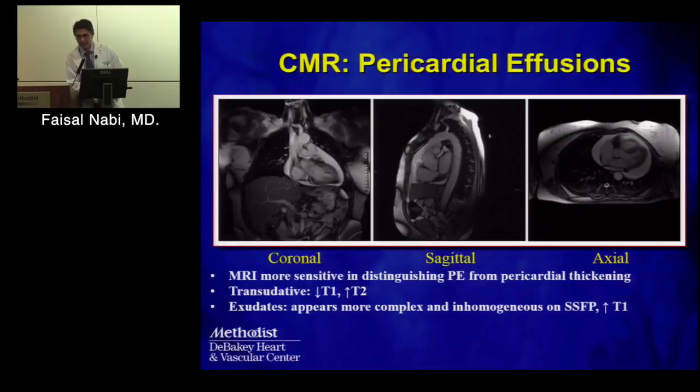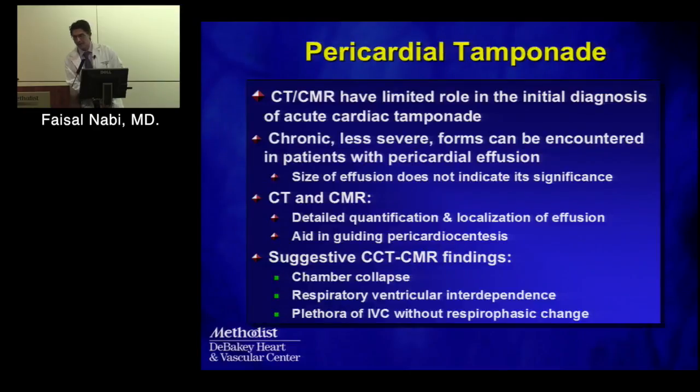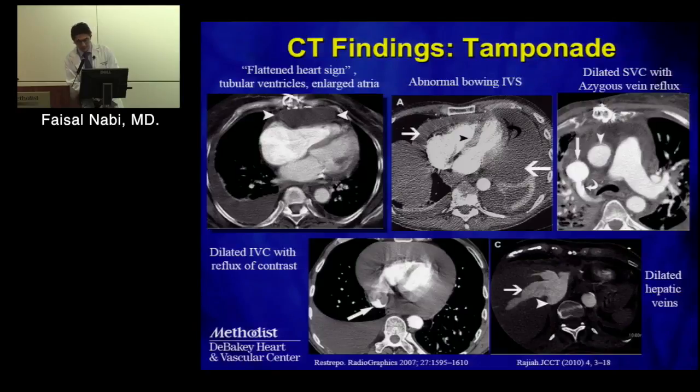Transudates generally tend to have a low T1 and a high T2 signal, whereas with exudates, the more protein they have, their T1 signal gets brighter. In general, I don't recommend CT or CMR for pericardial tamponade. However, as an imager, I do have to know how to diagnose these conditions if I do see a case of that. And so we have ways with CT and CMR to help us figure that out.